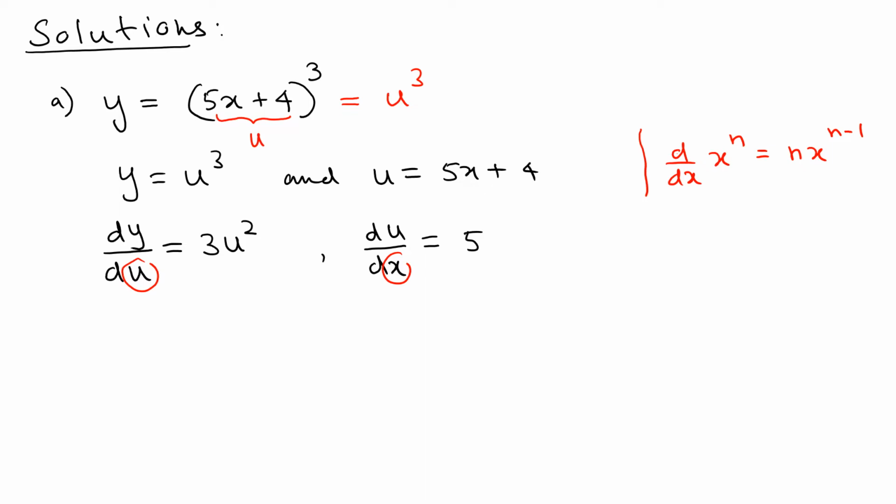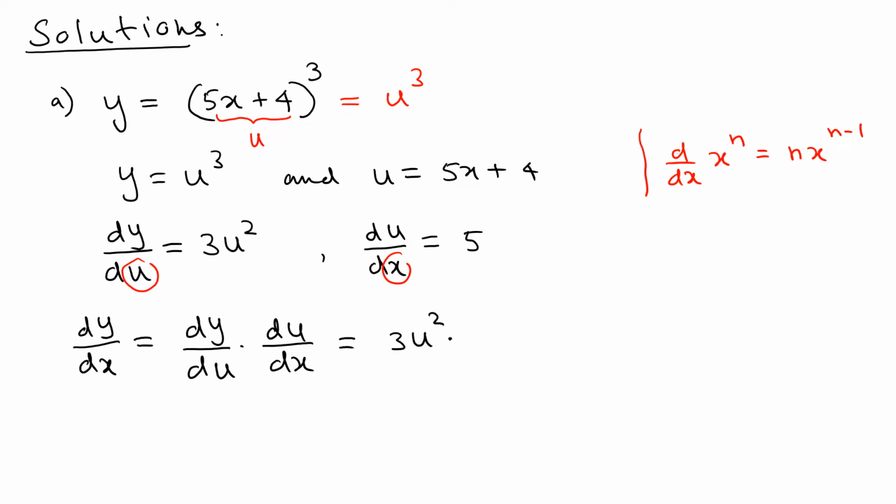Now we can use a formula. The derivative of the original function with respect to x is: take the derivative of the function with respect to u and then multiply by the derivative of u. That is the formula. So dy by du, we calculate that, is 3u squared, and du by dx, we find that, is simply 5. So it's coming here, and that one goes there.